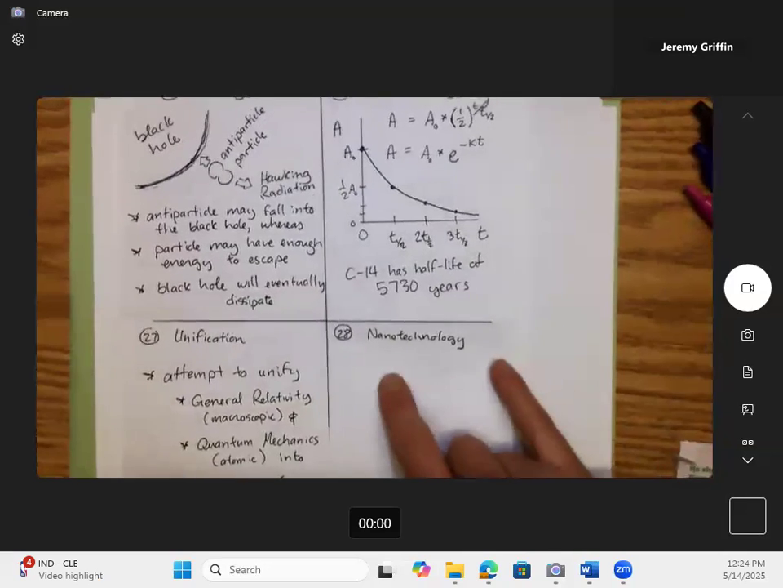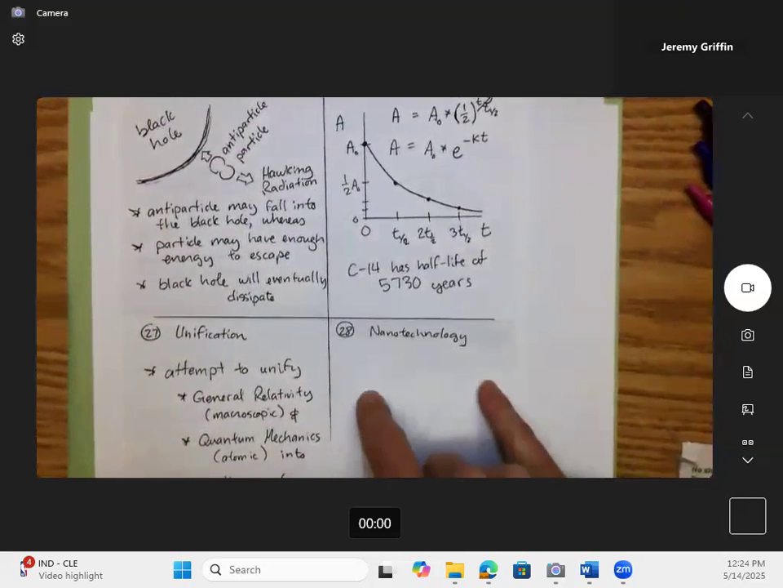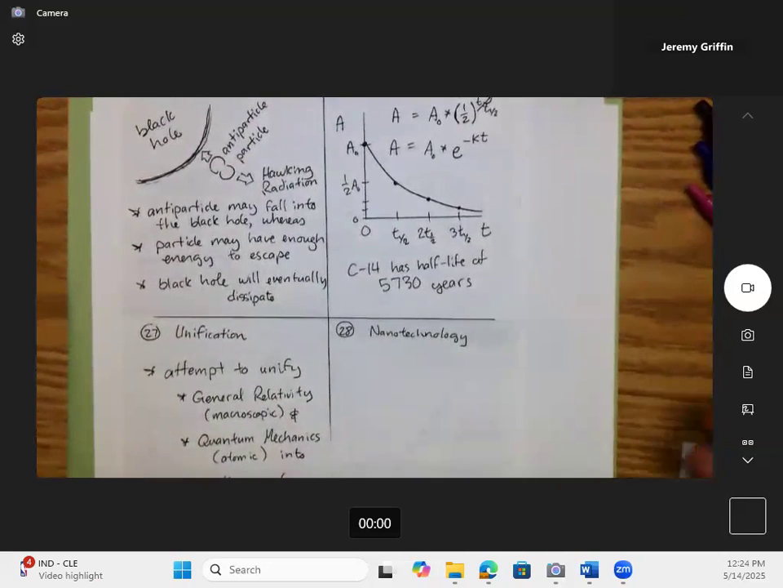Right, we're actually going to skip 28, nanotechnology. I have a space here for what could be some engineering applications. Say if we master physics, could you have nanobots running around in your bloodstream, clearing out cancer cells and that sort of thing?